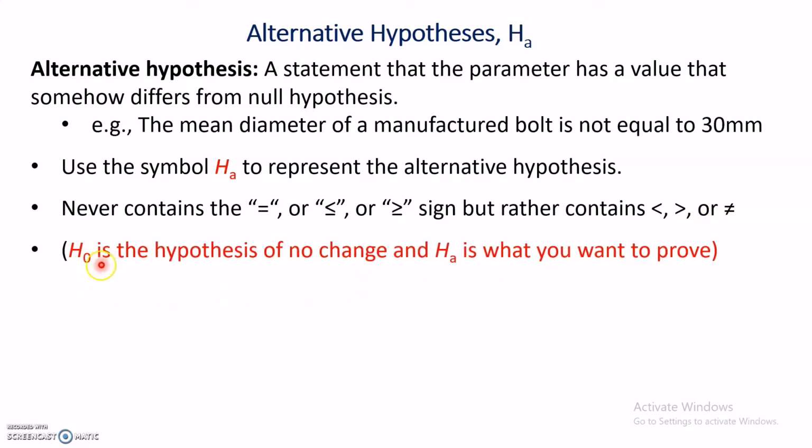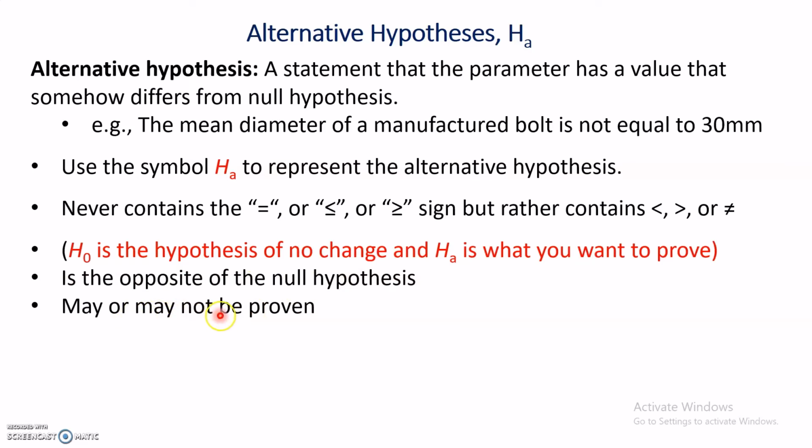So H sub 0 is the hypothesis of no change. This is the null hypothesis. That's why, look at the words no change and null. And H sub A is what you want to prove. The alternative hypothesis is actually the hypothesis which you want to prove. It's actually the opposite of the null hypothesis. Whatever the null hypothesis is, it's exactly the opposite of it. Very important that you understand this one.